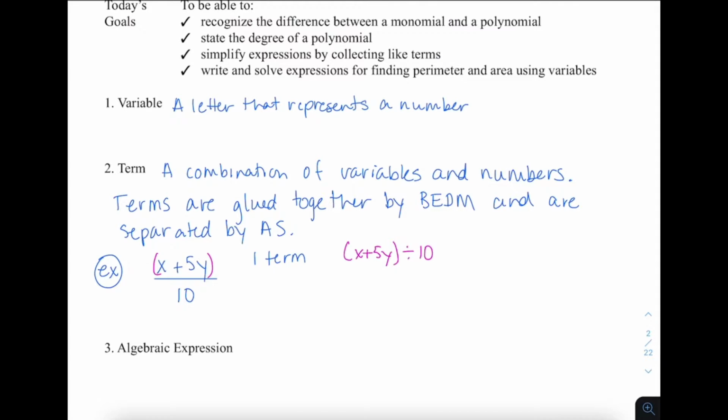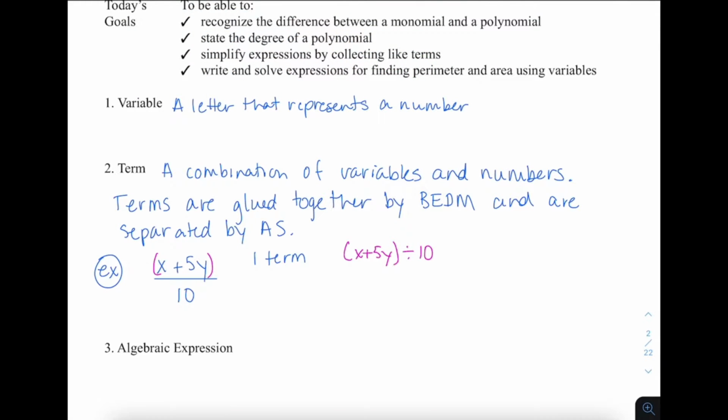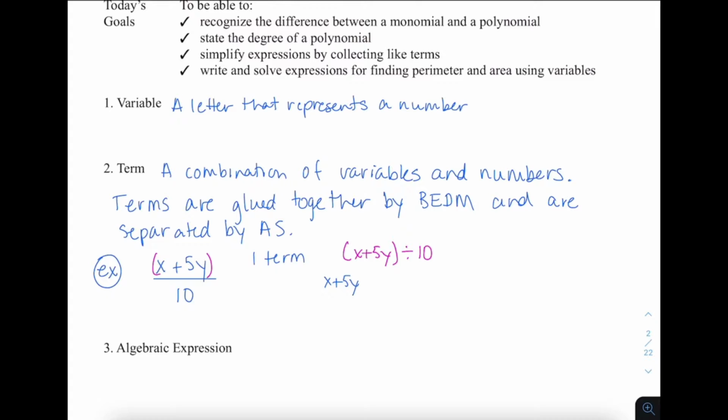Now, I can actually change this into two terms if I write x plus 5y over 10 as x over 10 plus 5y over 10. These two items are the same, but on the left-hand side we have one term, and on the right-hand side we have two terms. It's important sometimes to know how many terms are in an expression so that we can manipulate it more easily.